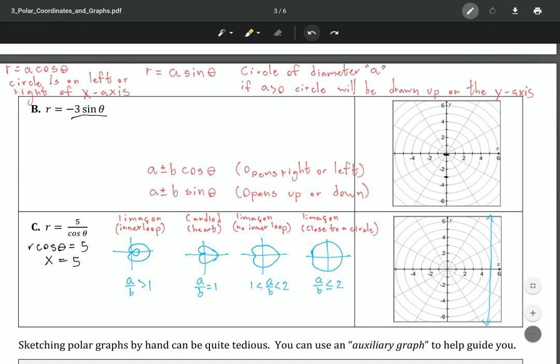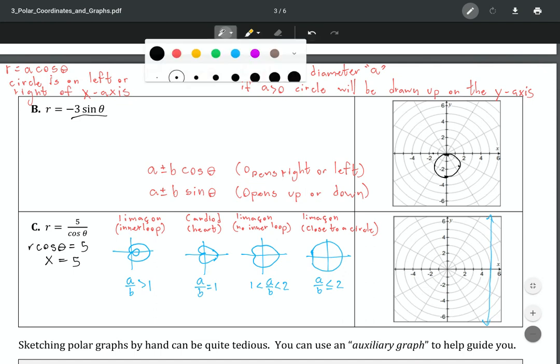3, and the diameter will be 3. And because the diameter is 3, I'm going to go about here and about here, because the radius is 1.5. All right, so that's what that would look like.